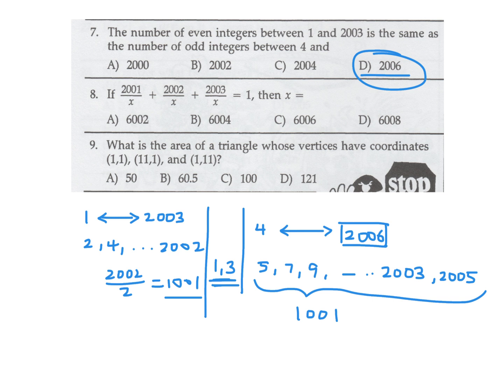If 2001 over x plus 2002 over x plus 2003 over x is 1, then x is. So if we add up the numerators, since the denominators are the same, that's 6006 over x is 1, and therefore 6006 is equal to x. And I think that's it. So that's C.